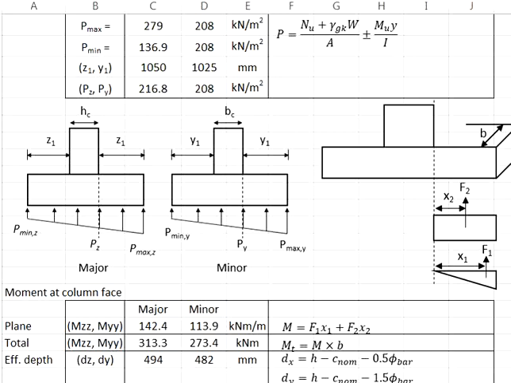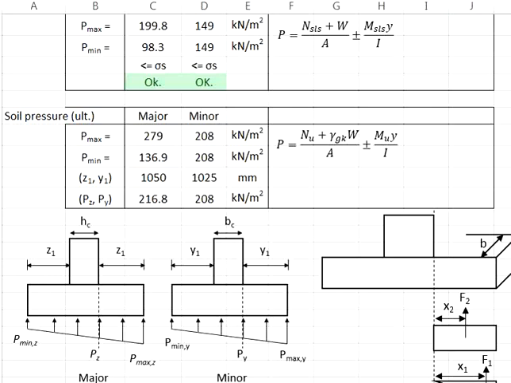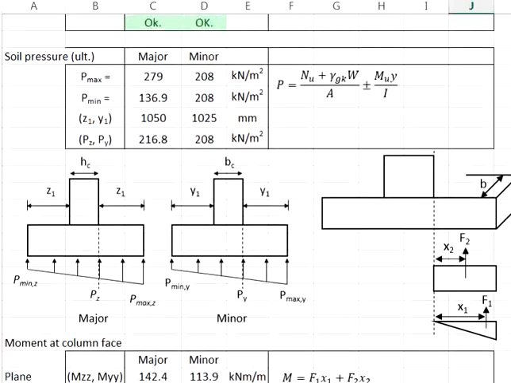Having this obtained, you are good to go to determine the moment acting on the column face. To get the moment, you need to first find the resultant force due to the soil pressure, and then use the resultant force multiplied by the lever arm to the column face. In the major axis, the soil pressure is in the form of a trapezoidal shape. The trapezoidal shape will be the combination of a rectangular stress and the triangular stress. The rectangular stress will be due to the PZ, which is 216.8.